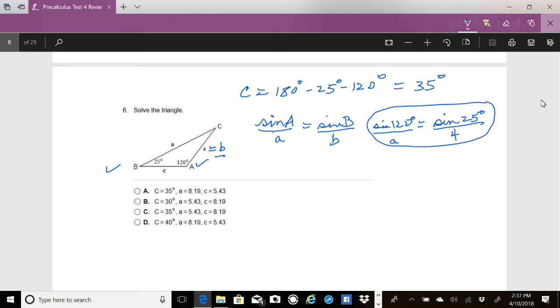We can solve for A by first cross multiplying and know that A sine of 25 degrees equals 4 sine of 120 degrees. And A, therefore, is 4 sine of 120 degrees divided by sine 25 degrees. So A is equal to 8.19.